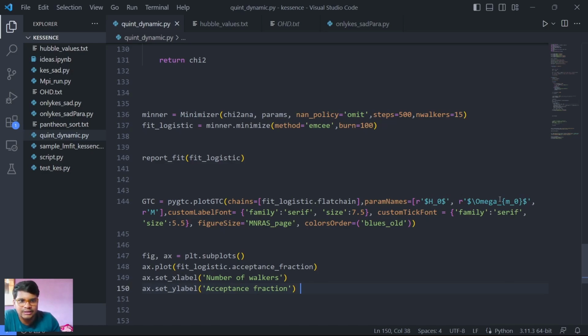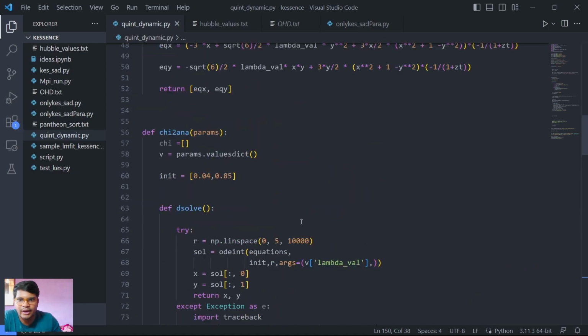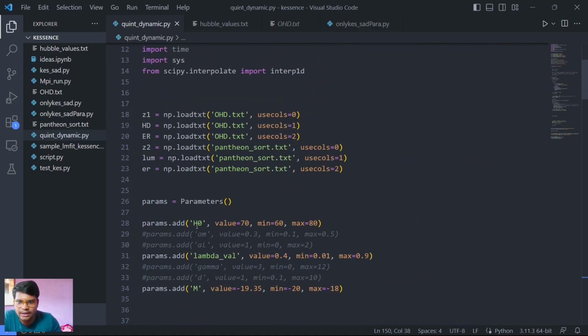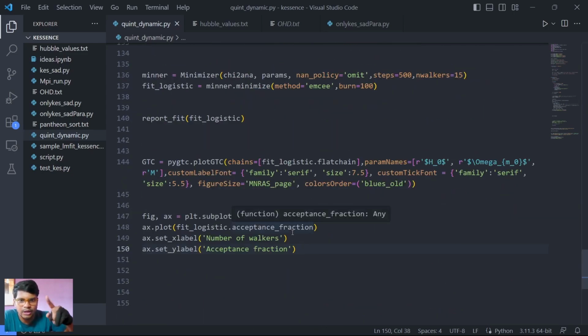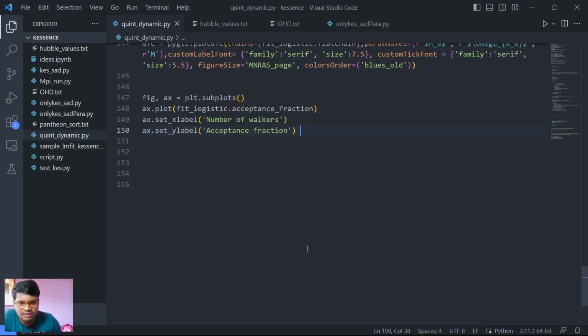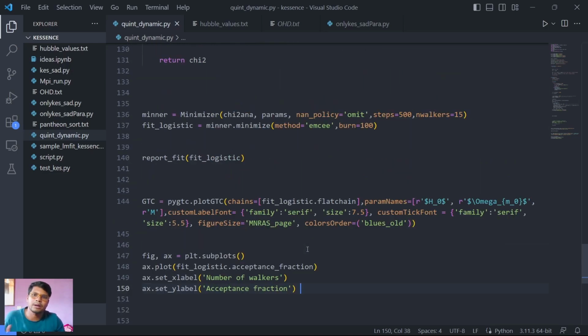Because the logistic chains are h0, omega m0 and omega m, whatever you have already defined over here, let us say h0, lambda value and omega, these are called the chains. So what should be the good value? There will be corresponding contour plots. These are just customizations, like which color you want to use and so on. Now it will create the figure, because we are using the number of walkers and acceptance fractions, right? And our program is now done.